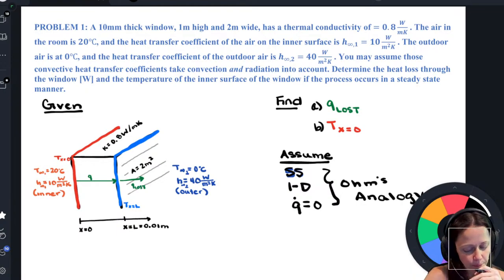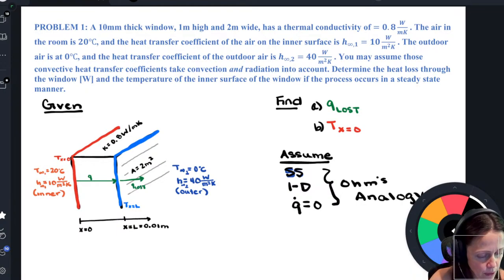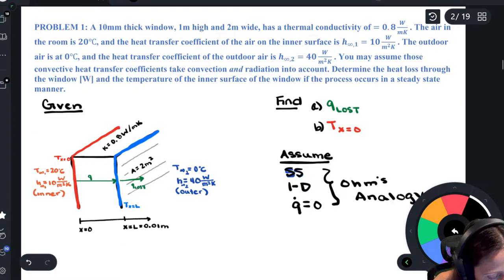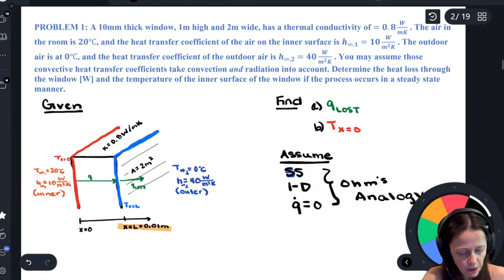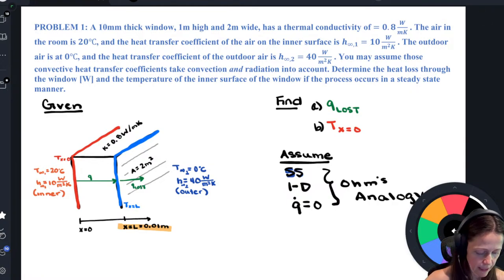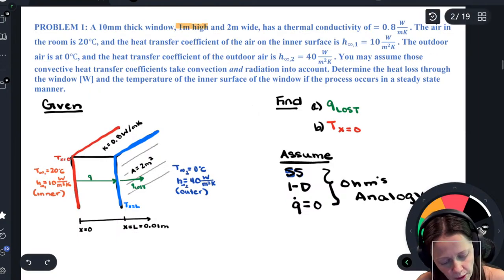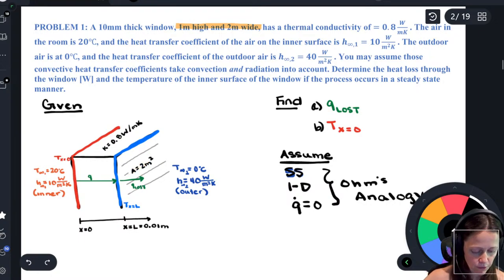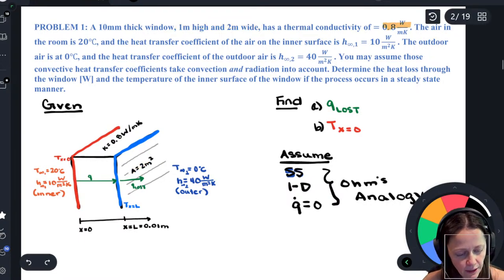So we have a 10 millimeter thick window. So I put that X or L is equal to 0.01. It's 1 meter high, 2 meters wide, so that's the area on the right face. It has a thermal conductivity of 0.8, so that's this guy right here.